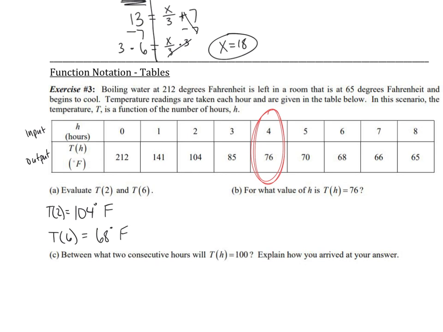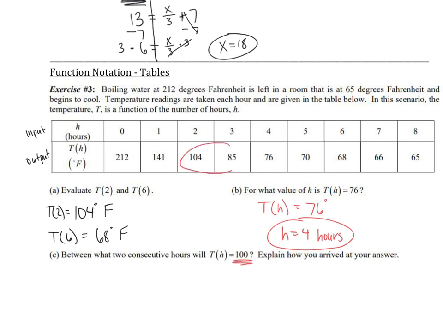T of H equals 76 degrees when H is equal to 4 hours. So that one I'm kind of working backwards. I'm giving you the output and you're trying to find that input. Question C is asking between what two consecutive hours will T of H equal 100? Right, so again for this one, I want to look at the temperature, the output. It's asking for between what two consecutive hours will T of H be 100?